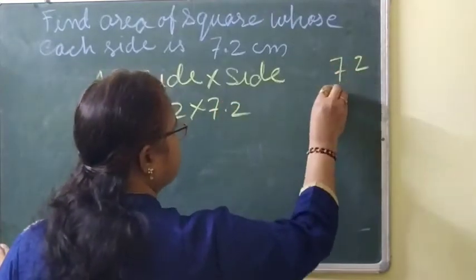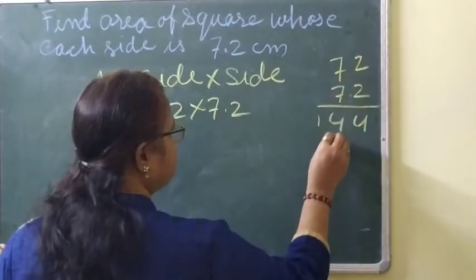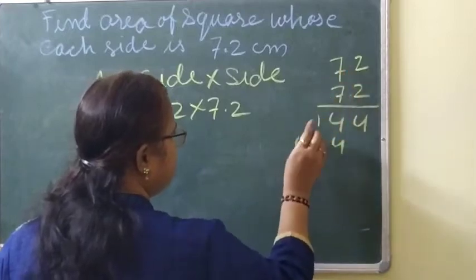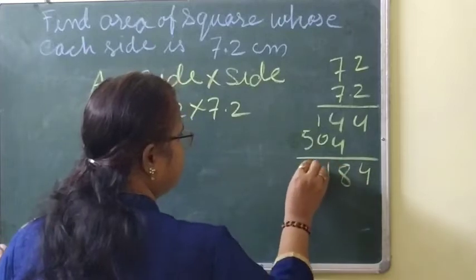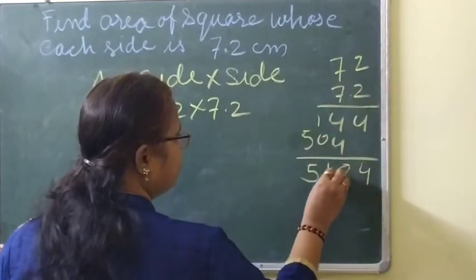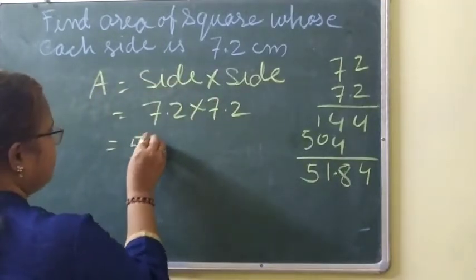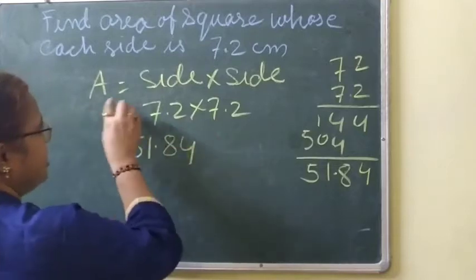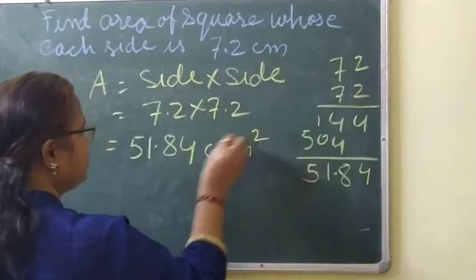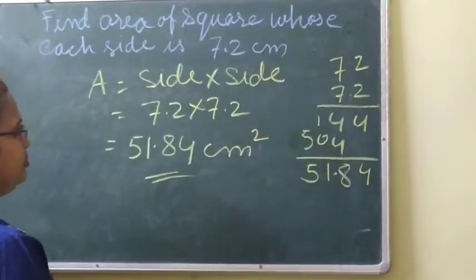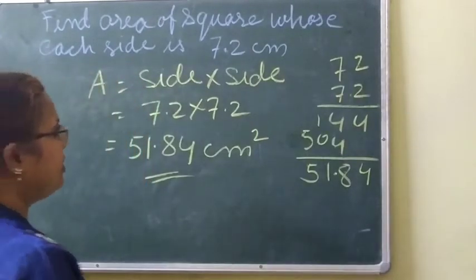So 7.2, 7.2. 2 2s are 4, 7 2s are 14, 7 2s are 14, 1, 7 7s are 49 and 1, 50. So 4, 8, 1, 5, 1, 2. Before two digits we'll put the decimal. So 51.84. This is the area. Centimeter into centimeter, it will be centimeter square. Answer. Clear? Now let's do the next question. Different types of questions you will get.